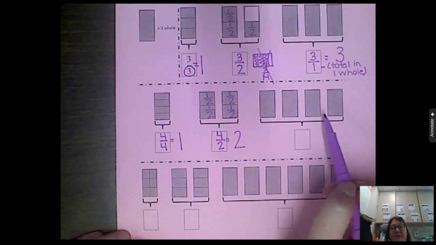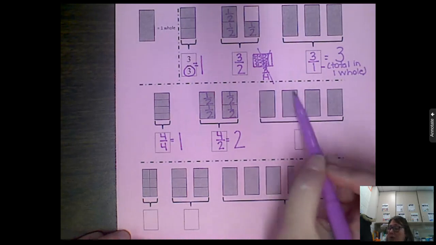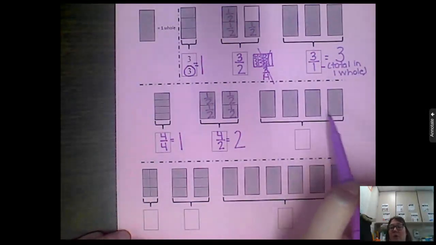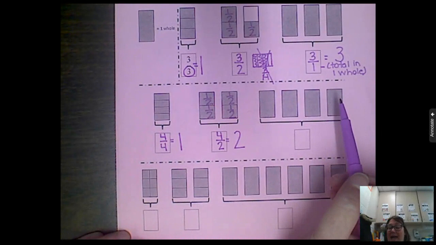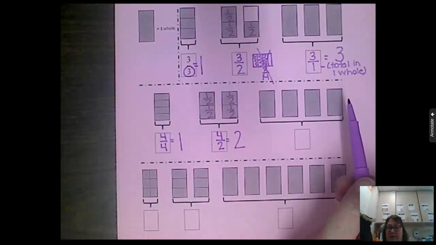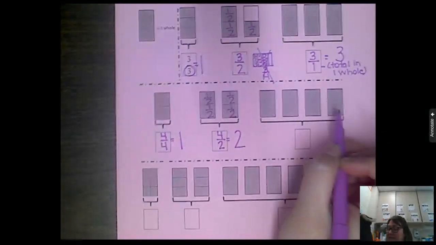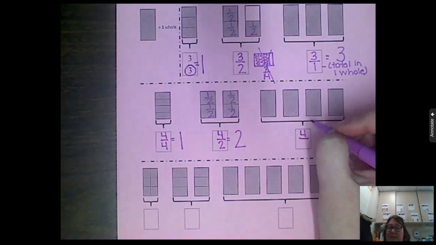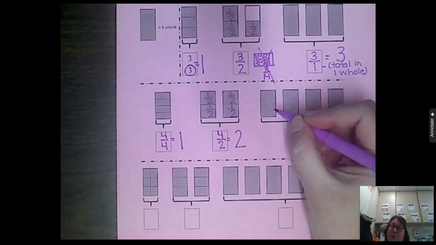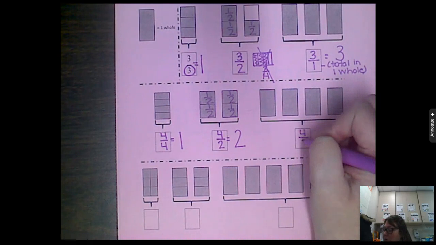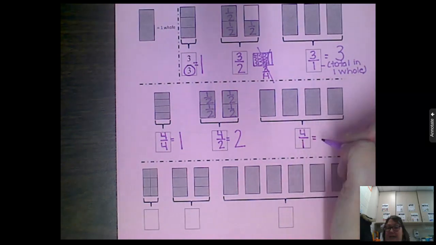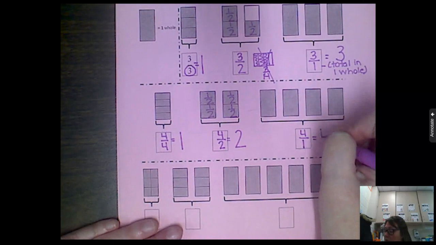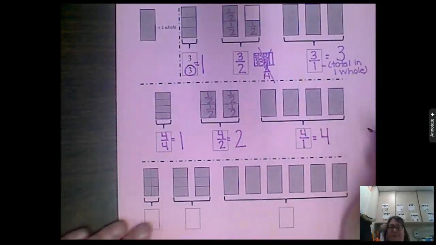Look at this one over here. What do we have here? We have 4 wholes, right? This is 1 whole, this is 1 whole, 1 whole, 1 whole. So how would I write 4 wholes as a fraction? I don't want to just put a big 4 first. I want to write it in fraction form. So the total number of pieces shaded is 4. And how many pieces are in 1 whole? Just 1, right? So it would be 4 over 1. And that would be equal to 4 wholes. So we'll put a big 4 to represent 4 wholes.